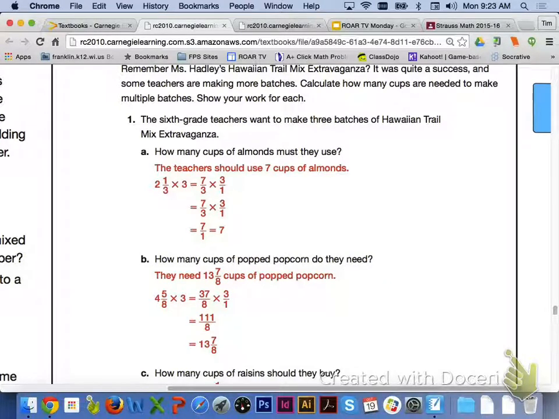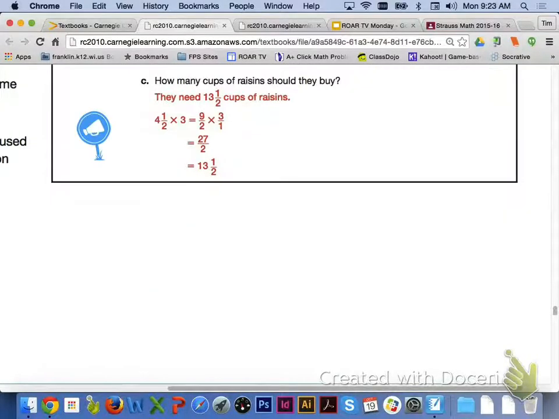For letter A, we are multiplying 2 1/3 times 3. Our answer is going to be 7 cups of almonds. For letter B, 4 5/8 times 3. They are going to need 13 7/8 cups of popped popcorn. And for letter C, 4.5 times 3, they will need 13.5 cups of raisins.